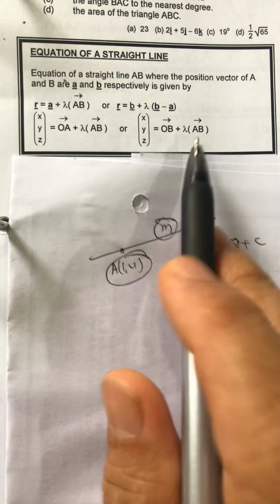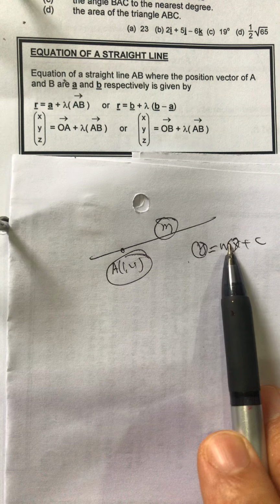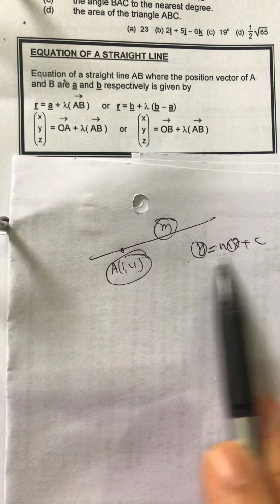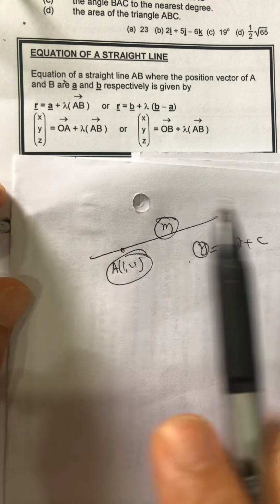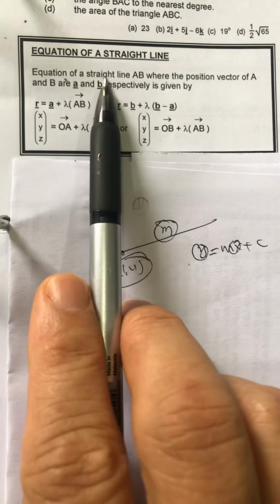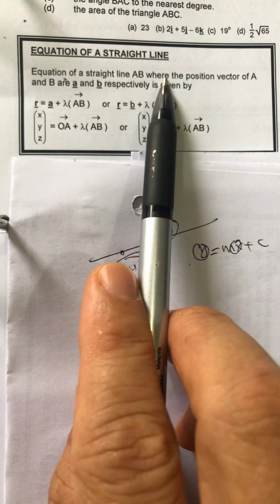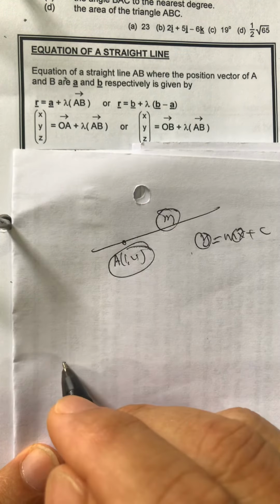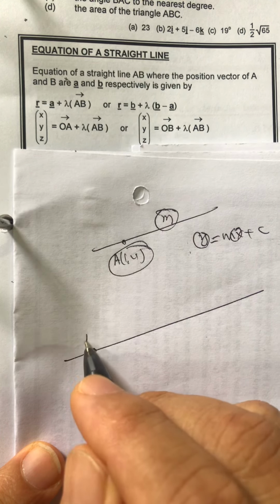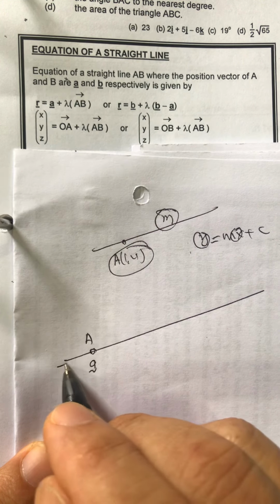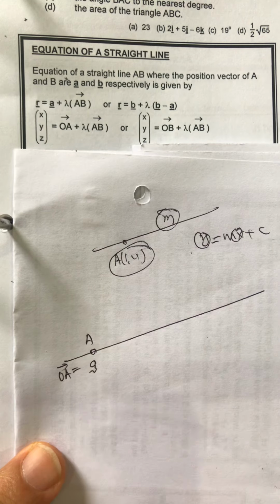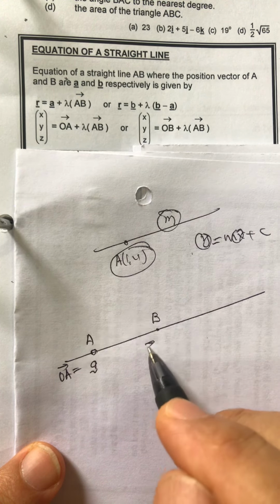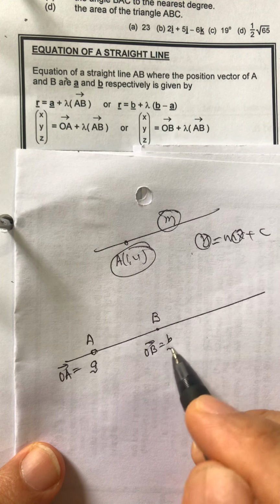But now in our case, we are doing three-dimensional. We have x, y, and then we have another one, z. That's why you cannot use this. So same, when you want to find the equation of straight line AB, where the position vectors of A and B are given, that means you are given 2 points. A, the position vector is OA, and then B, the position vector is OB.